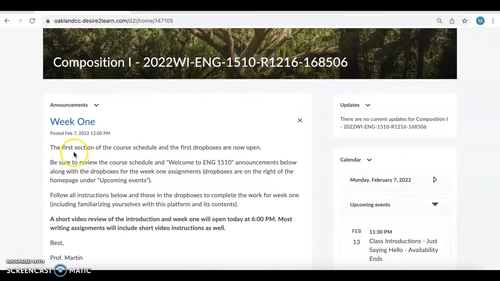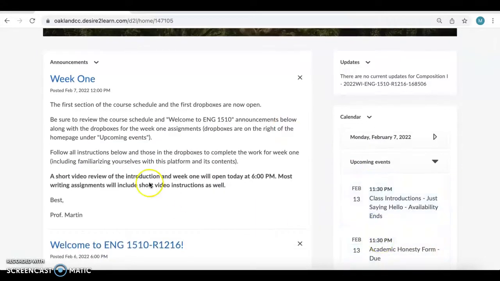The first section of the course schedule and first drop boxes are now open. Be sure to review the course schedule and welcome to 1510 announcements below along with the drop boxes for the week 1 assignments. Drop boxes are on the right side of the home page over here under upcoming events. Follow all instructions below and those in the drop boxes to complete the work for week 1, including familiarizing yourself with this platform and its contents.